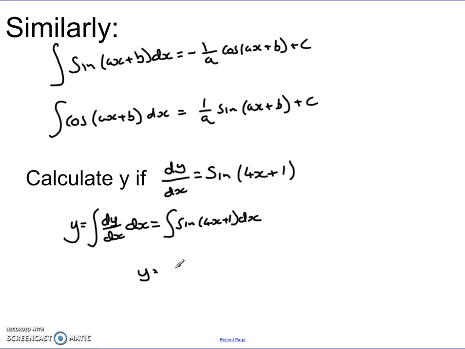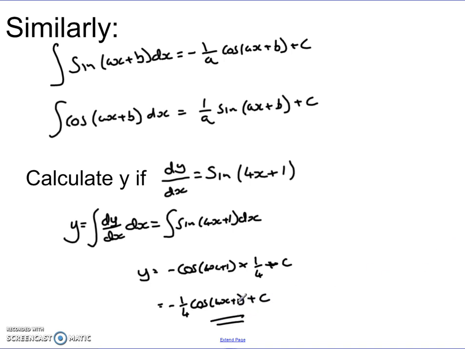So the integral of the sine part just gives you minus cos of 4x plus 1. But remember, we then have to multiply it by this bit here, the 1 over a. And in this case, a is 4, so it's times a quarter. And we then have our plus constant of integration, c. And then it's a case of simplifying. So we get minus a quarter cos of 4x plus 1 plus our constant of integration at the end. So that's how it comes out there.